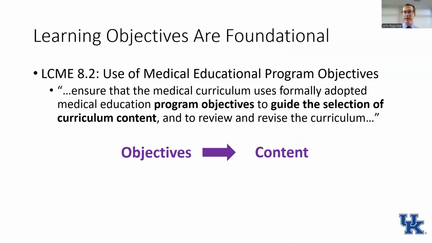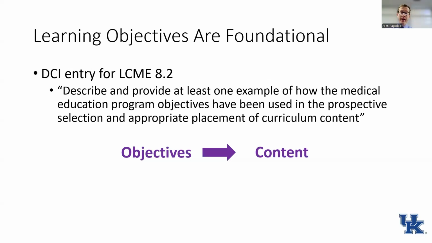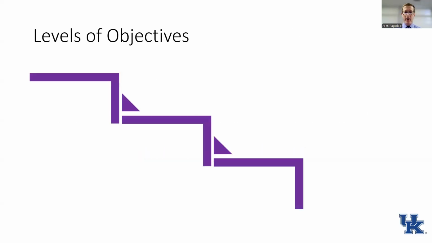We don't create objectives to fit content. We say, these are the objectives. This is the things that the students need to be able to know or do or understand, and then the content flows from that. In our DCI, that document we talked about in the other episode, we're going to be providing them with an example of how the program objectives are used to guide the selection and placement of that content, further emphasizing how the objectives should drive the content.